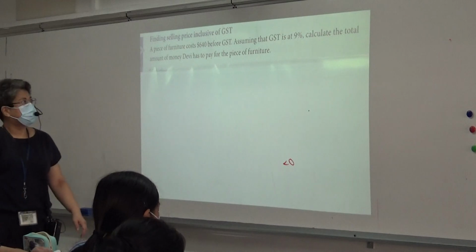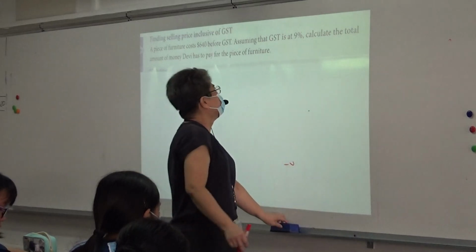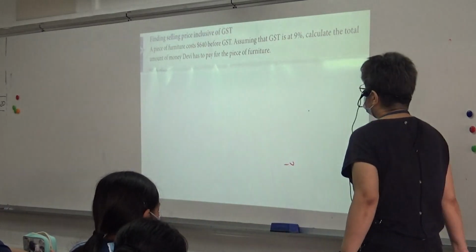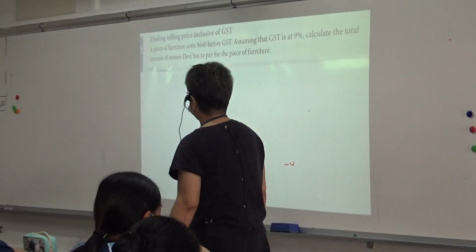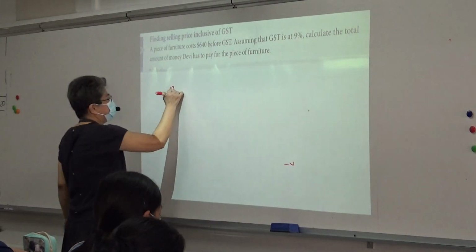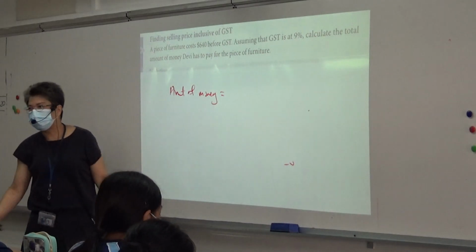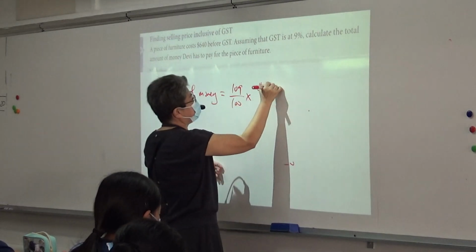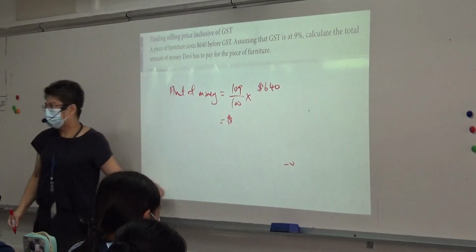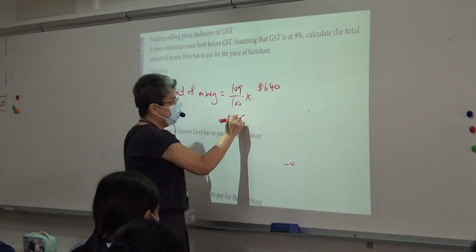A piece of furniture costs $640 before GST. Assuming that GST is at 9%, calculate the total amount of money Daily has to pay for the piece of furniture. Now, if I have to pay GST 9%, altogether I'm paying how much percent? 109% times 640, right? So, what's the answer? Okay. $697.60.